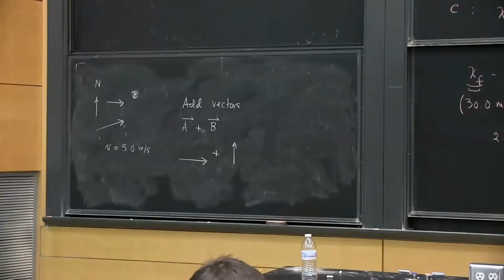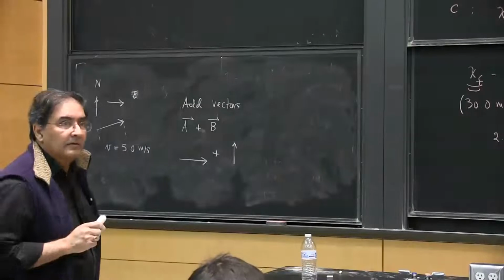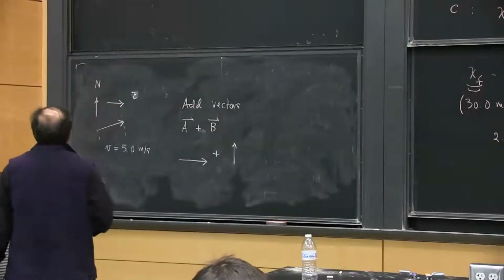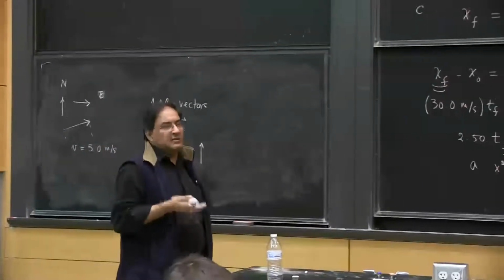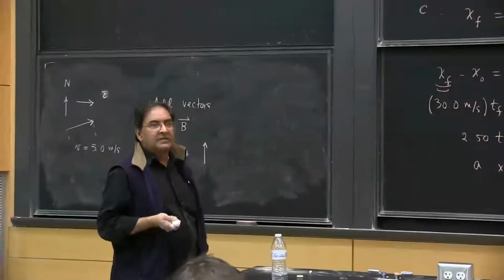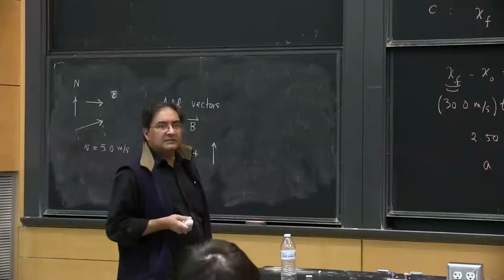Will south and west vectors usually be negative because it's a downward convention? It can be, yeah. I mean, that's a more common choice. It doesn't have to be. It's a matter of convenience at the end of the day, as long as you're consistent.